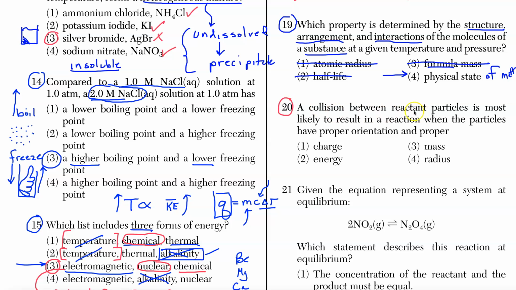Number 20, a collision between reactant particles is most likely to result in a reaction when particles have proper orientation and proper energy. Hey, this defines what we call an effective collision. And sometimes they'll bring this up. An effective collision is a collision that leads to either breaking bonds or forming new ones. Effective collisions are those collisions between atoms or molecules that lead to a chemical reaction, a chemical change. A chemical change is making something new, a new arrangement, a new formula, which means you have to either break bonds and or form new ones. So that's what that's about. So that's just a straight definition of effective collision. The rest of these really don't make any sense.